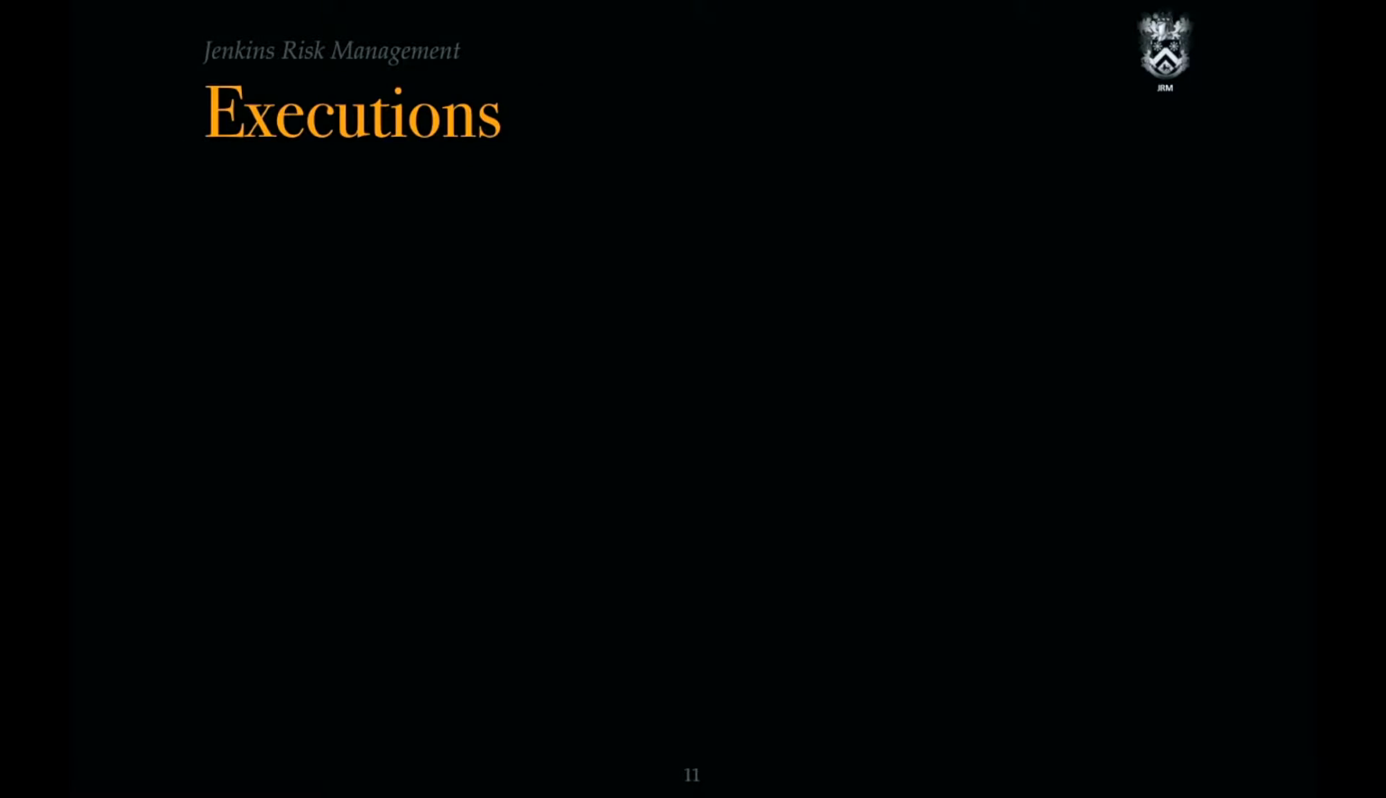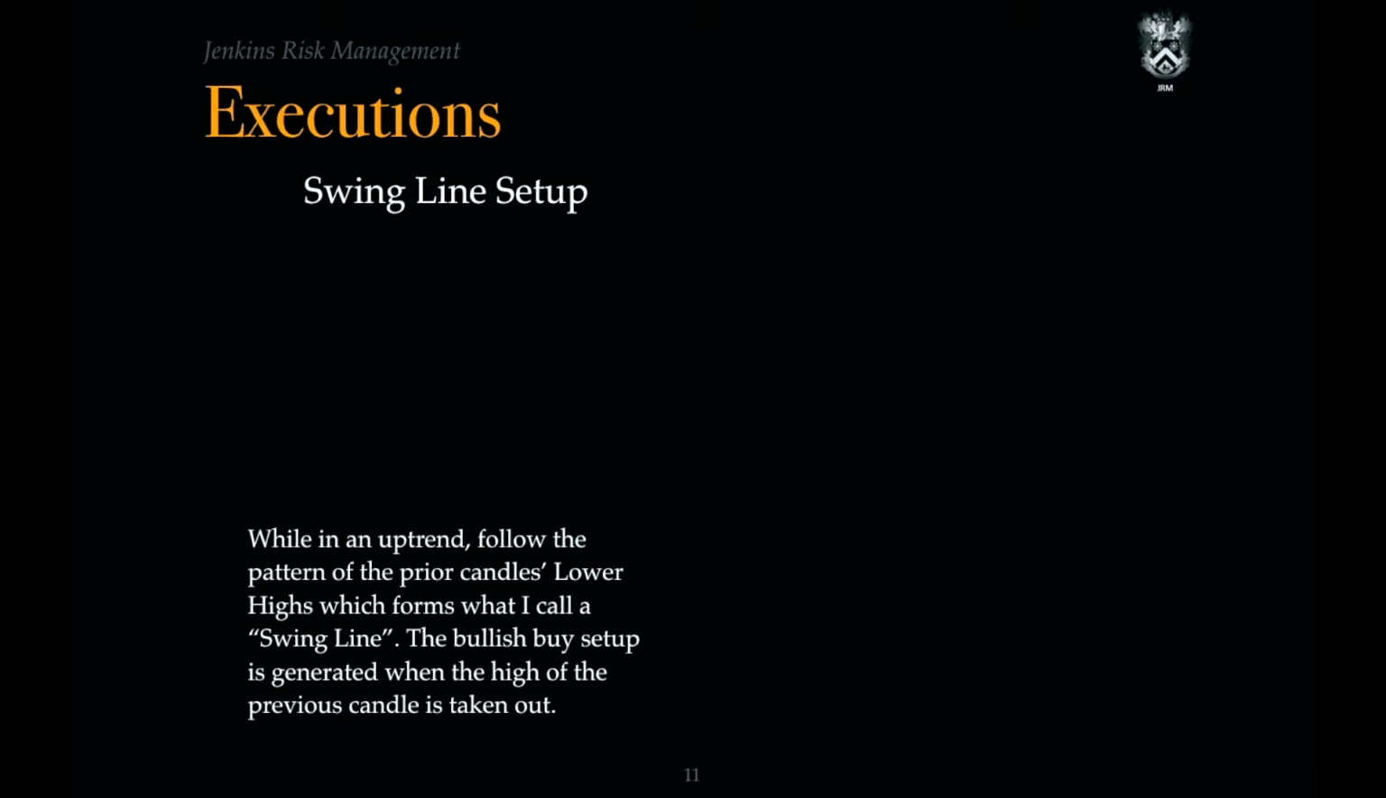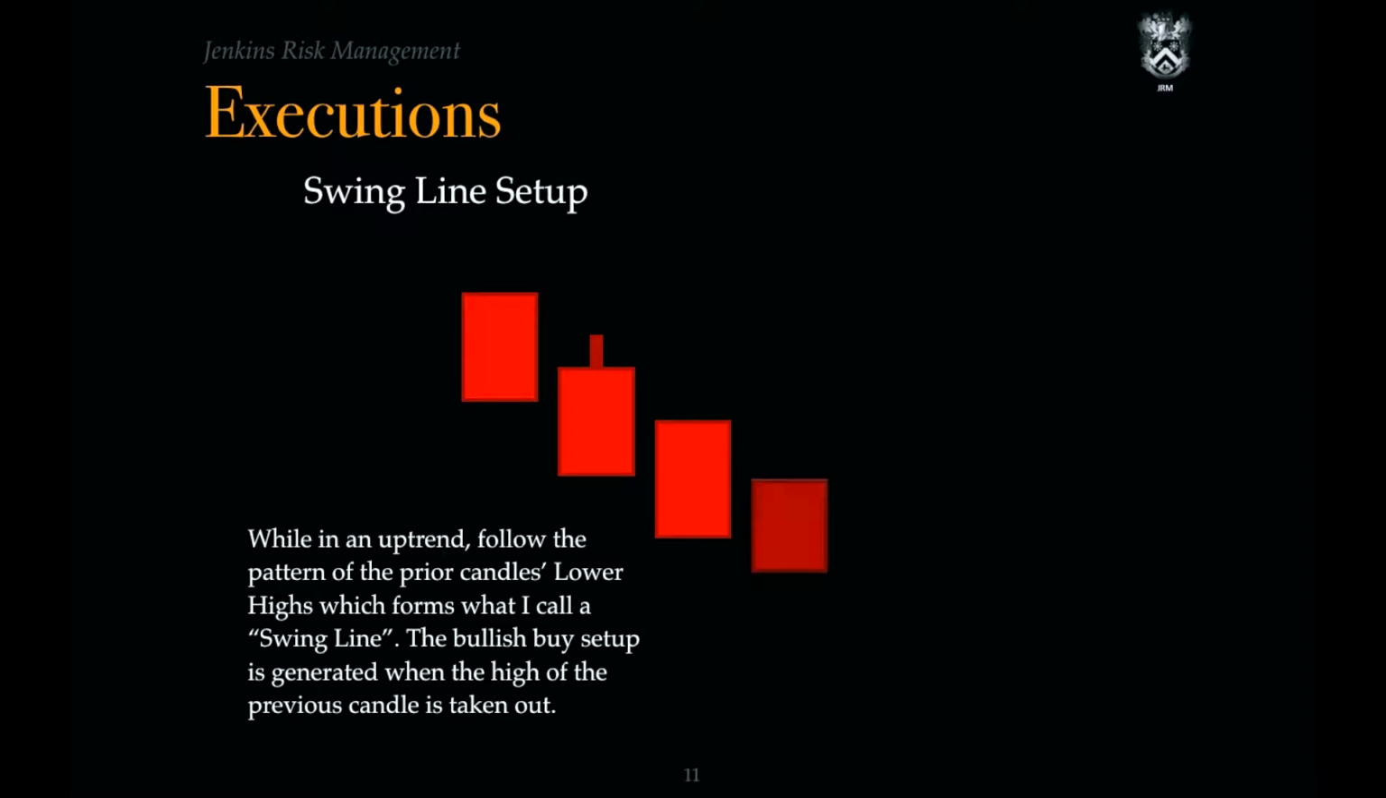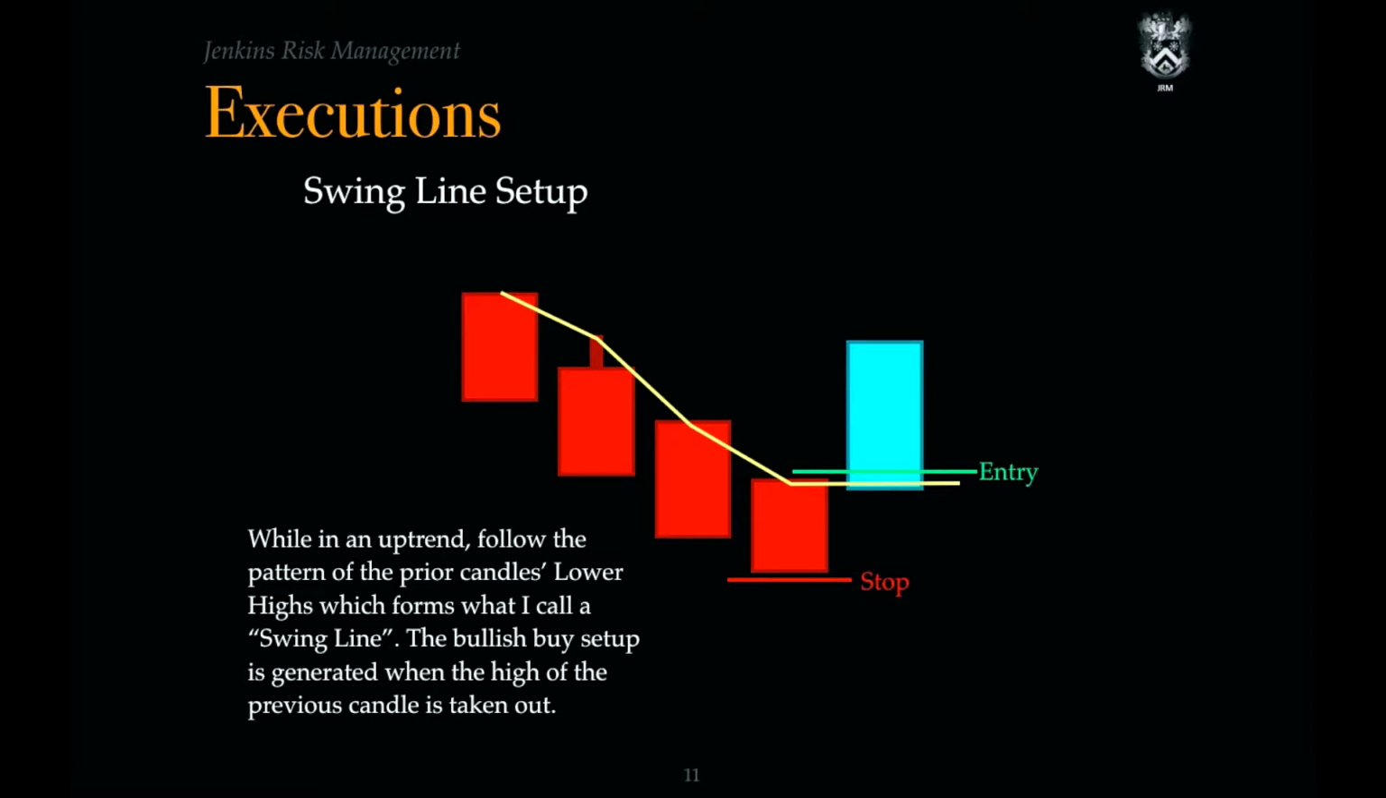Here's another example. This is called the Swingline Setup. And the way it's defined is when you're in an uptrend, we follow the pattern of the prior candle's lower highs. Alright, and this forms what I call the swing line. And this is a bullish buy setup that's generated, and it's generated when you take out the high of the previous candle. That's our entry. We know again exactly where our stop is, and then we're looking for follow through.